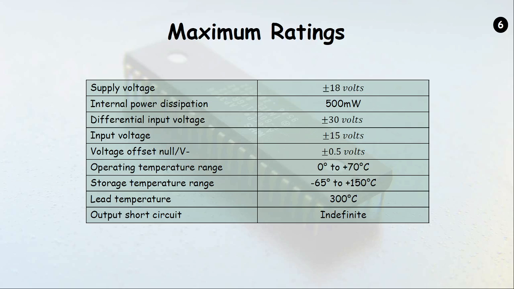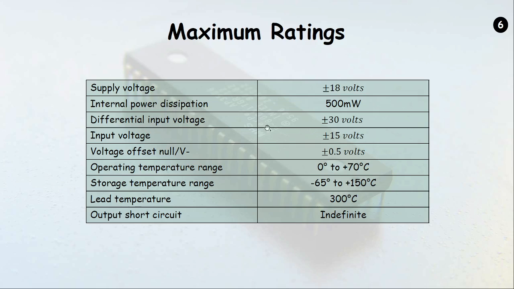Okay, so now we will see the maximum ratings for this IC: how much voltage we can give and how much temperature it can withstand. The supply voltage you can give is plus or minus 18 volt, which is the maximum. Then the internal power dissipation is 500 milliwatt, so it can withstand 500 milliwatt of power.